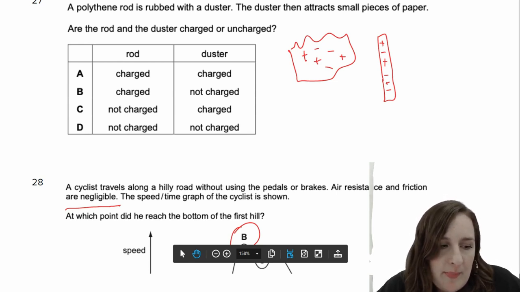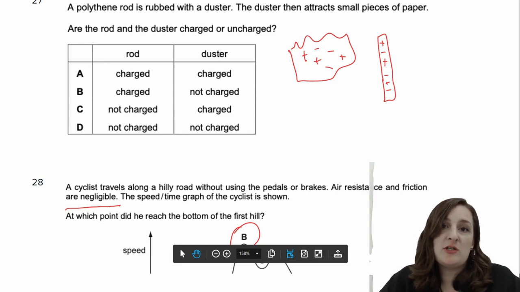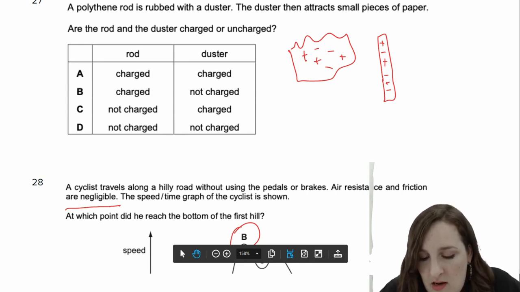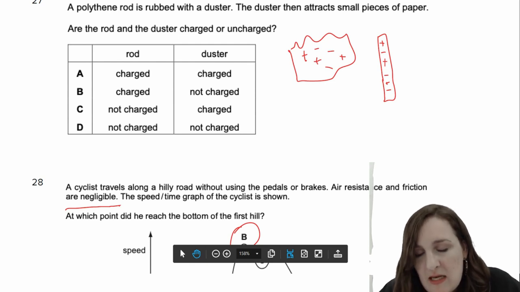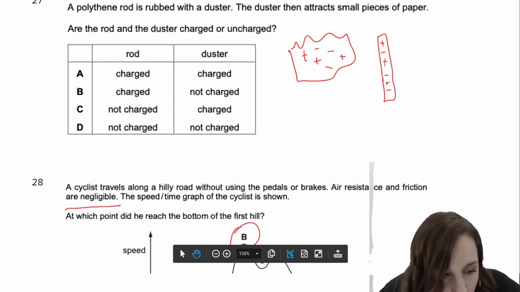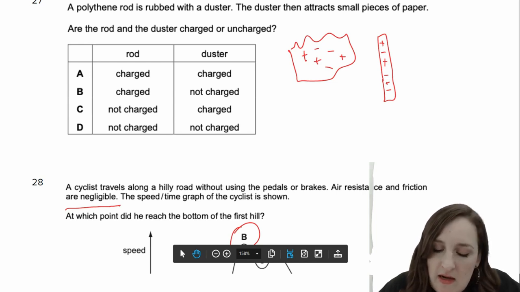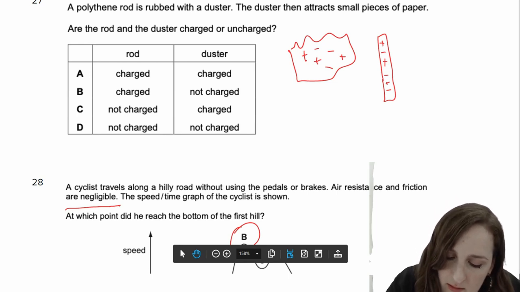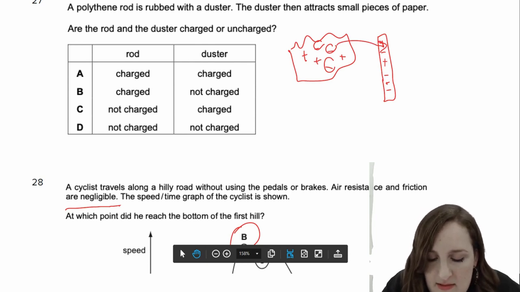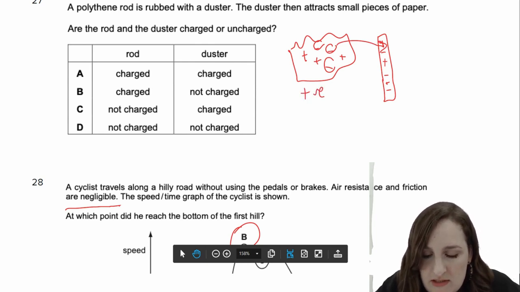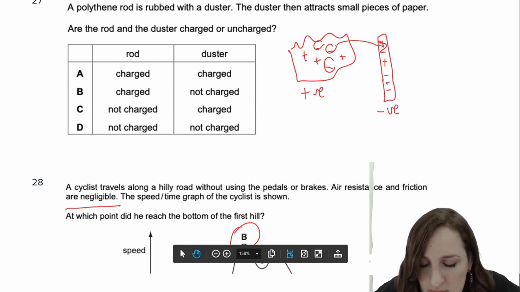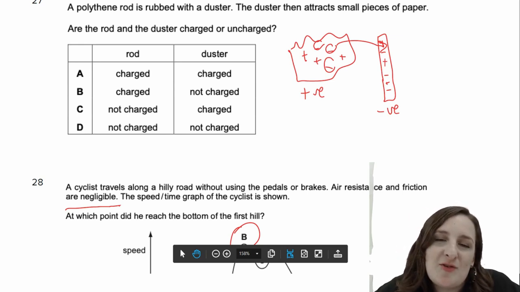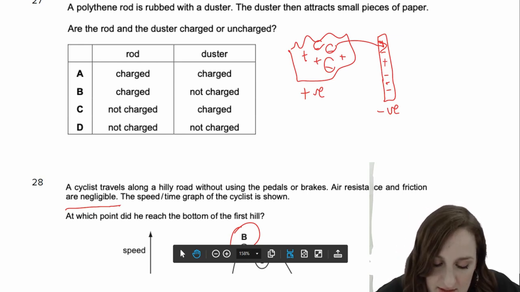When I then rub the rod with the duster, I have some friction, and so the duster and the rod are interacting with each other. Friction means that electrons are able to move. It's polythene, so that means that the electrons are going to move from the duster to the rod. So this one, and this one will all move over here. And what I'll be left with is a net positive charge on my duster and a net negative charge on my rod, because I suddenly have more electrons than I do protons on the rod, and I suddenly have fewer electrons than I do protons on my duster.